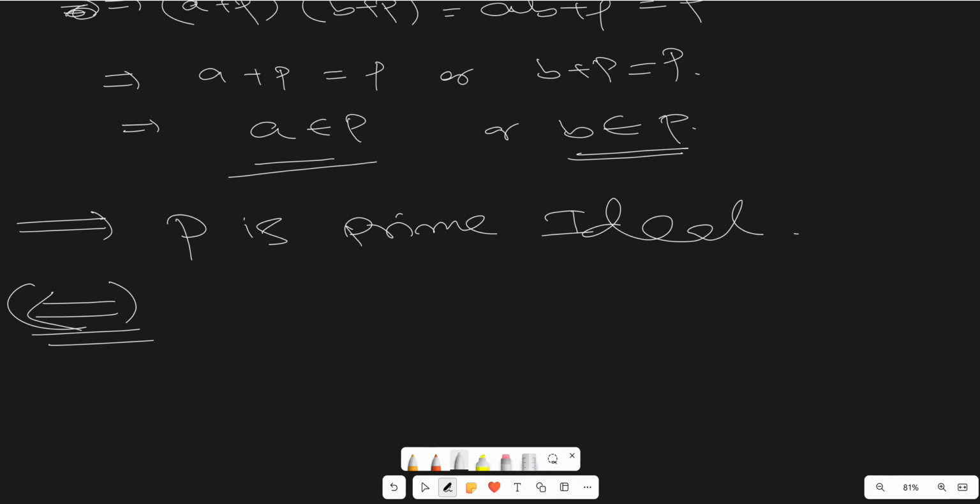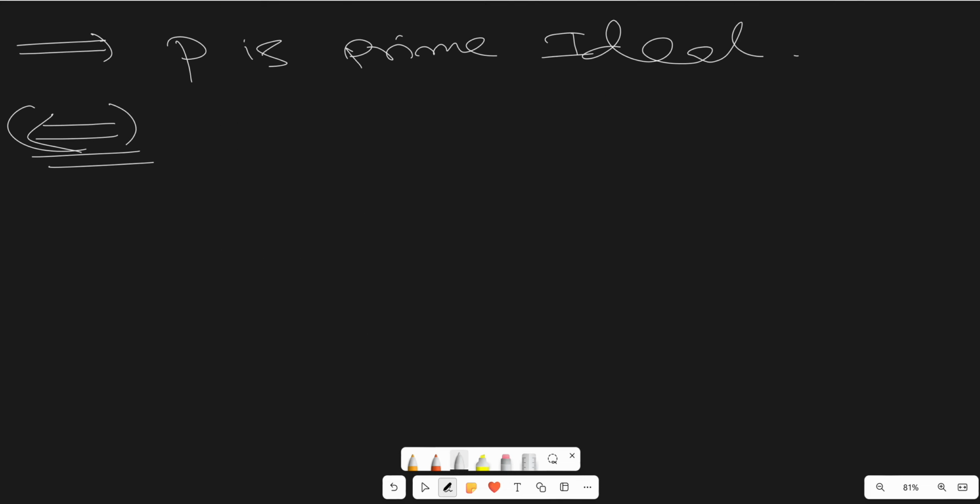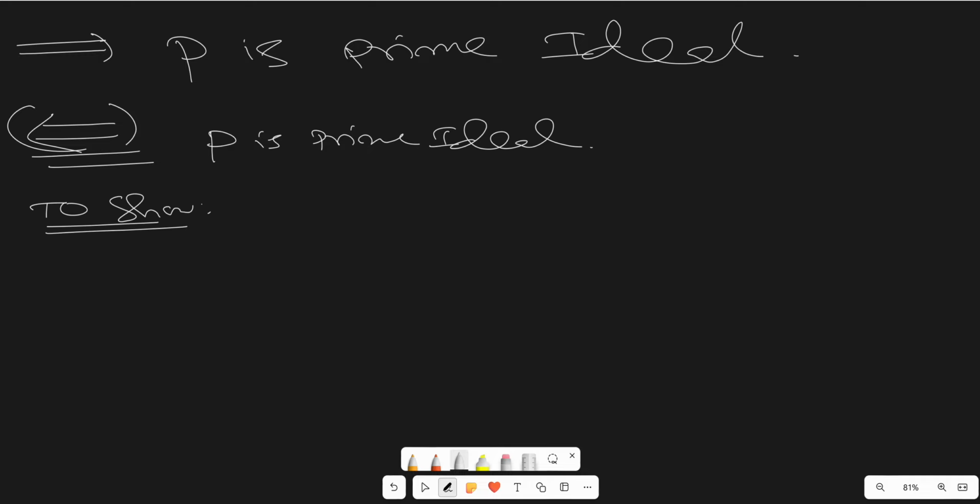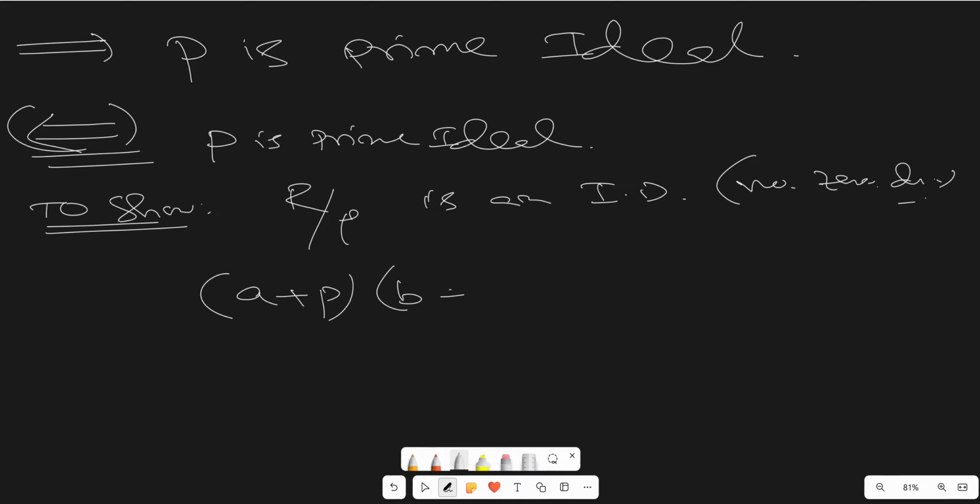So let's prove the reverse part. P is a prime ideal, and we want to show R mod P is an integral domain. That means you have to show it has no zero divisor. No zero divisor, right? So what do you think about a plus P, b plus P?